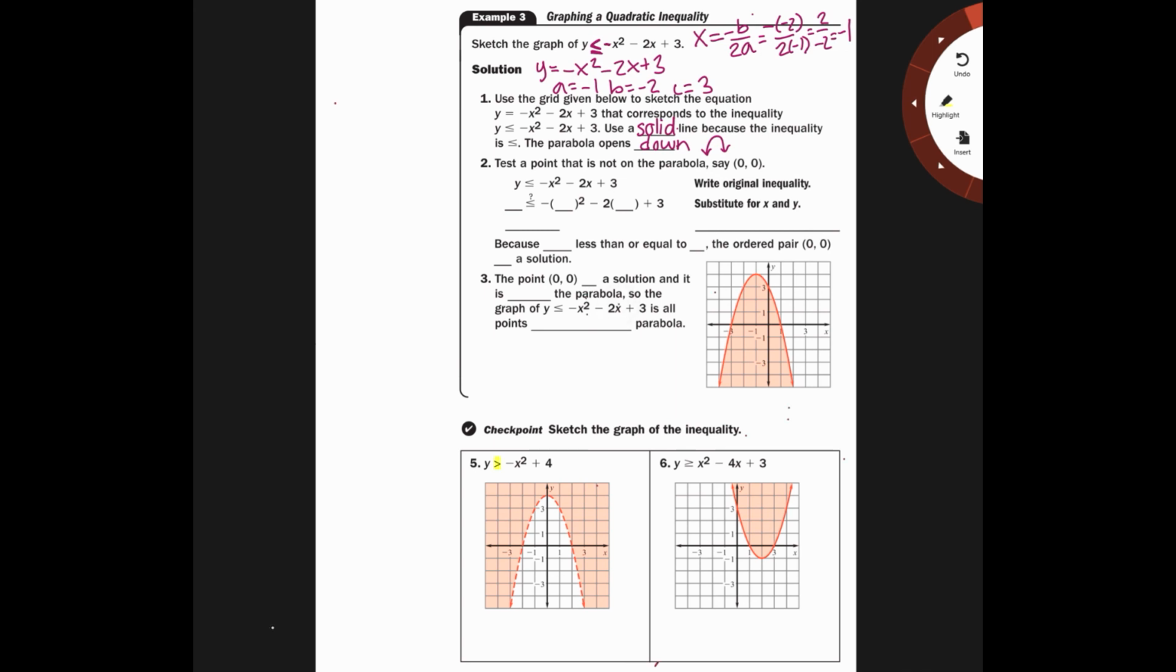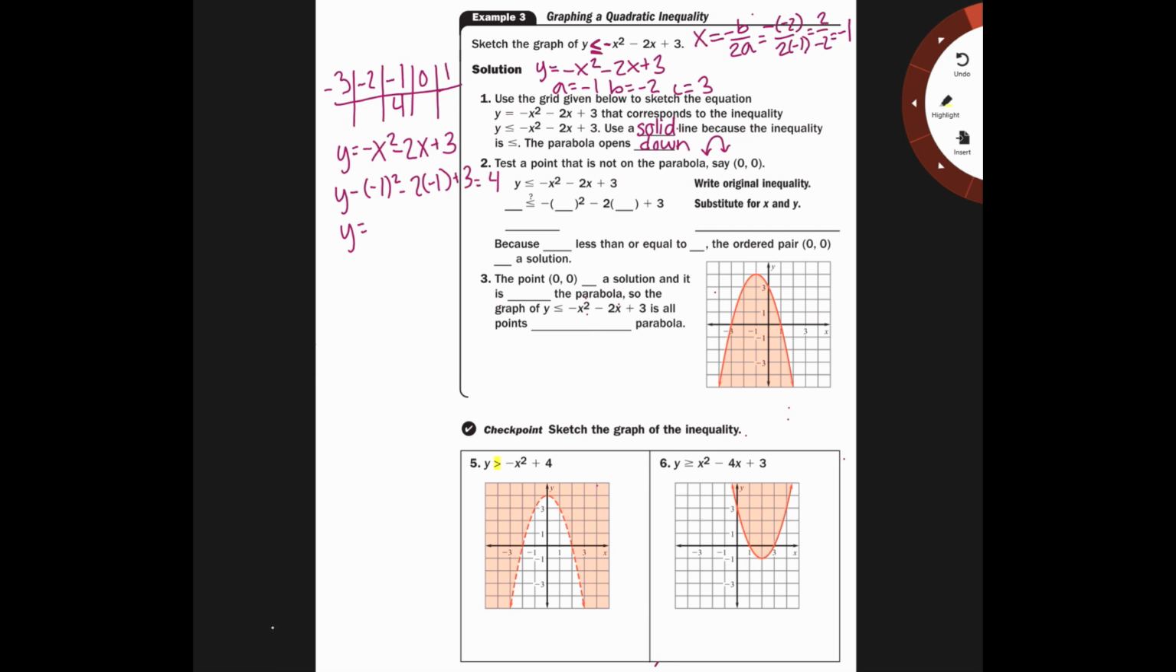So we're going to make our table right here, our table of values. So our x is going to be negative 1, which means I'll have a 0 and a 1, and a negative 2 and a negative 3. Okay, so I'm going to plug those into y is equal to negative x squared minus 2x plus 3. So with negative 1, I have negative 1 squared minus 2 times negative 1 plus 3. That'll be a negative 1 plus 2 will be a 1 plus 3 will be a 4.